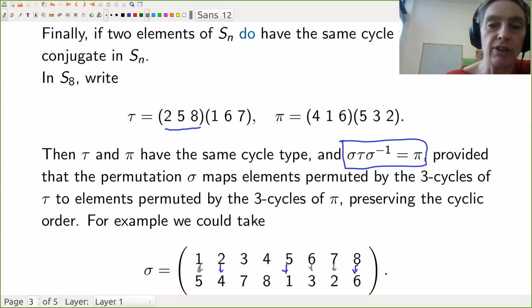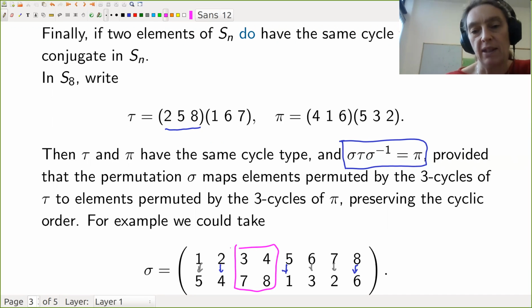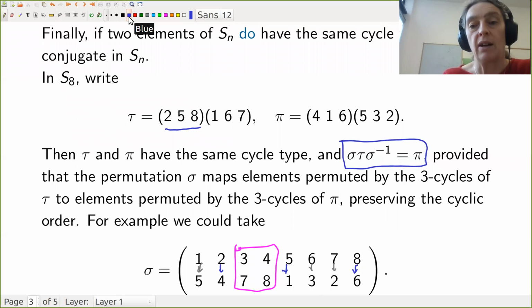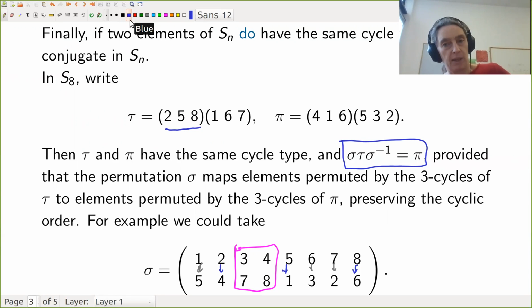And then finally, the fixed points of tau, which are 3 and 4, we take them to the fixed points of pi, which are 7 and 8. And again, we can do that in either of 2 possible ways. We can take 3 to 7 and 4 to 8, or we can take 3 to 8 and 4 to 7. And that will give us a different sigma. So basically, we can write down multiple choices of sigma that do this trick, for which sigma tau sigma inverse is equal to pi. And we can observe that, yes, these 2 elements do have the same cycle type.